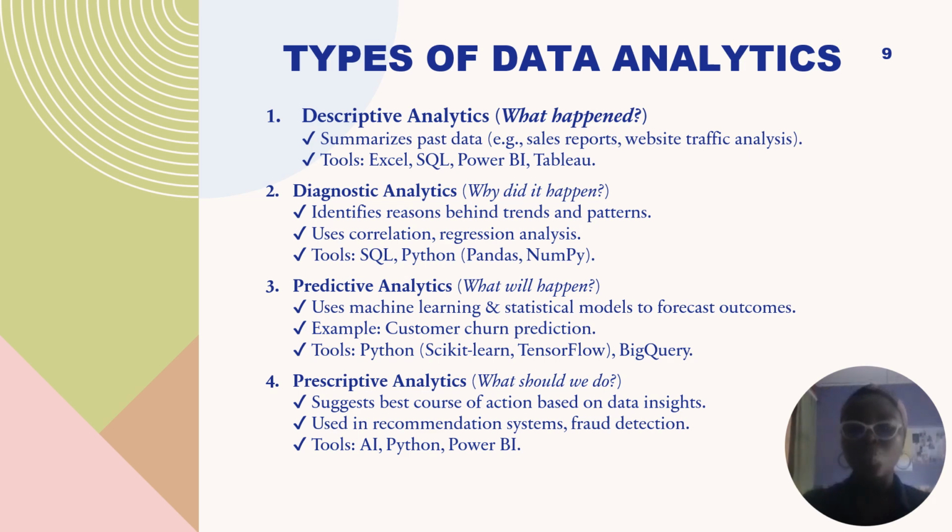Then we have diagnostic. Why did it happen? There's a difference between what happened and why it happened. Diagnosis is why did it happen? What influenced this performance? What are the contributing factors to this performance? And then we identify the reason behind trends and patterns. We use correlation, regression analysis, and so many more. Some of the tools we use are SQL and Python, and two major Python libraries, Pandas and NumPy.